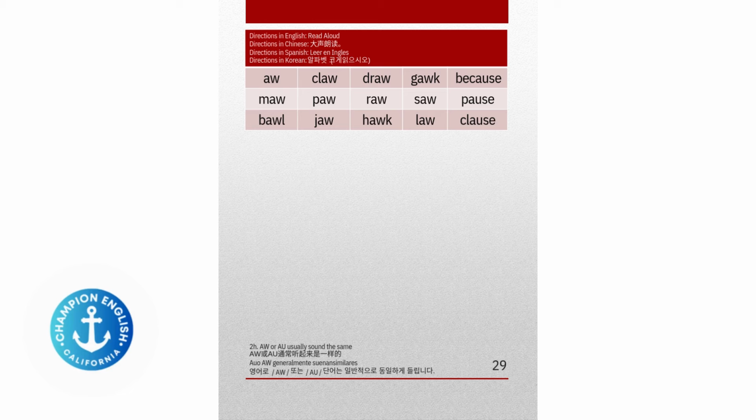Now you try by yourself. Go through all the words and sound them out. You should say aw, claw, draw, gawk, because, ma, paw, raw, saw, pause, ball, jaw, hawk, law, claws. Good job, students. Say it again by yourselves.